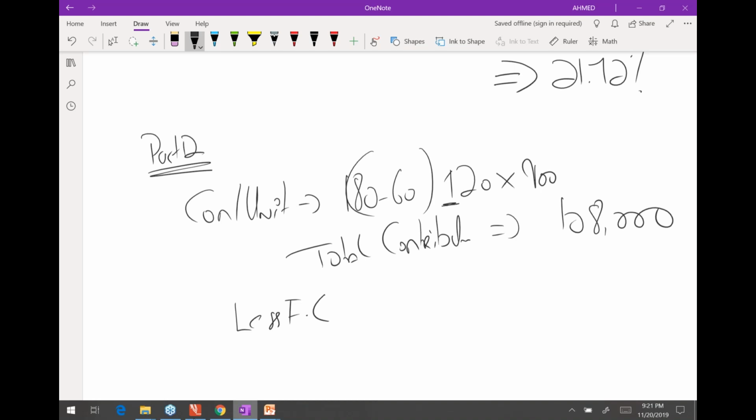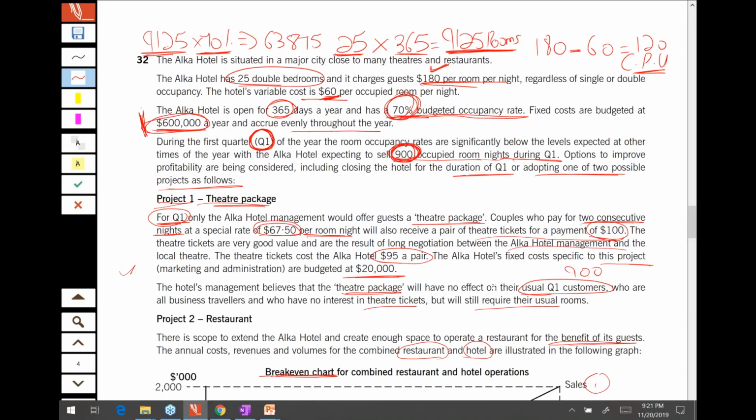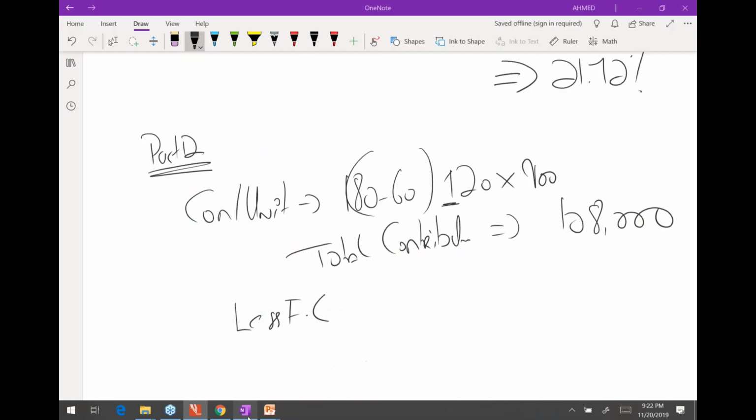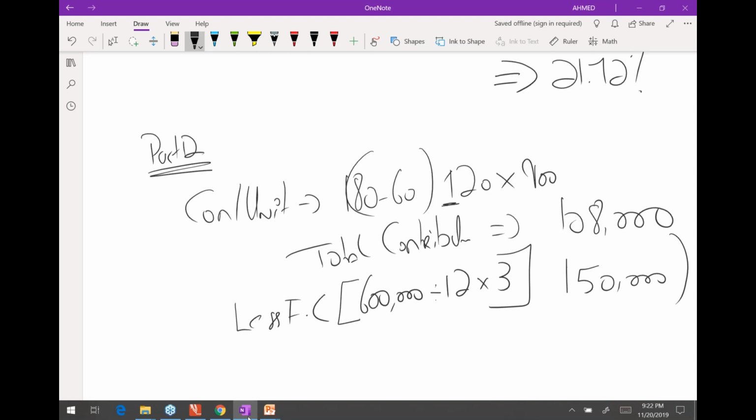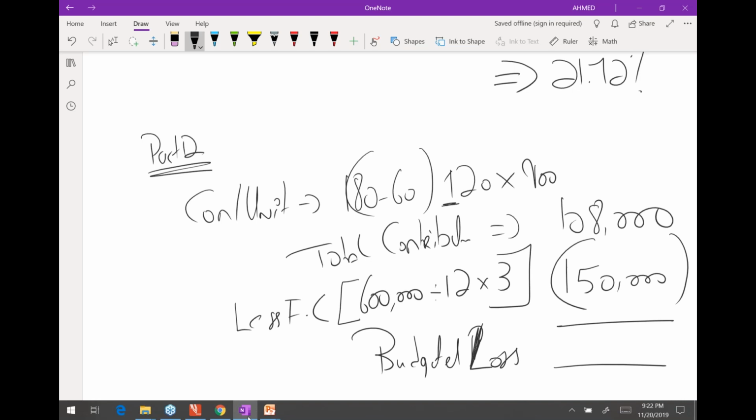So what do you think? Should I charge the annual fixed cost or the quarterly fixed cost? This is the annual fixed cost per year. So I should charge the quarterly fixed cost. So 600,000 divided by 12 multiplied by 3 months, right? So I need the quarterly fixed cost, and that quarterly fixed cost is 150,000. So this is the fixed cost that I will incur, and the budgeted loss is 42,000. So it's very simple, right? Quarterly fixed cost is what we are required to use. I hope this is clear.